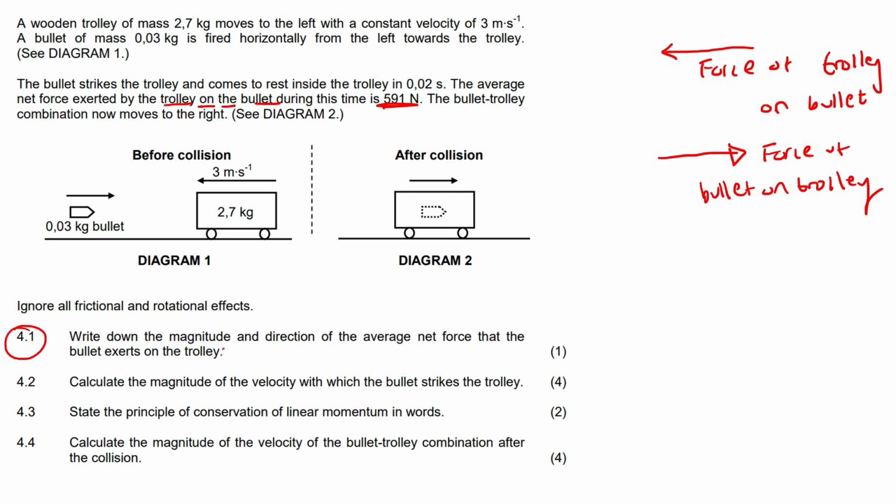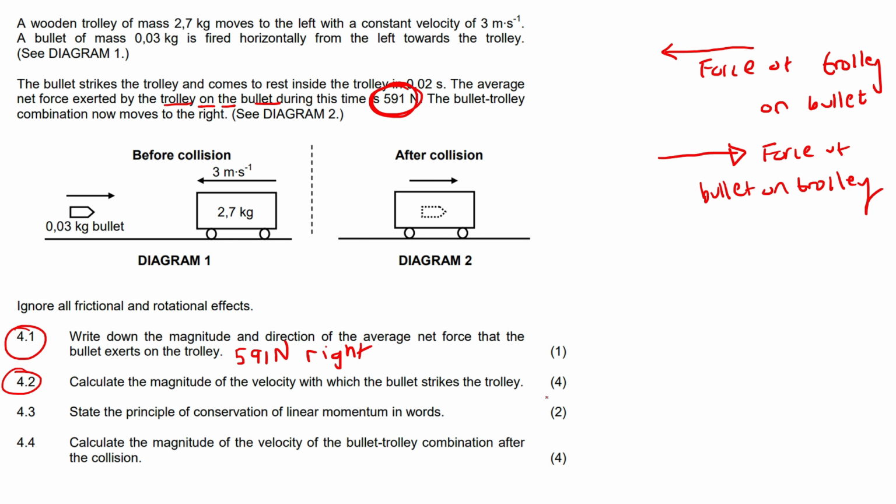So it says write down the magnitude of the force exerted by the bullet on the trolley. So we know that according to Newton's third law, the force is going to be exactly the same. So we're going to keep it as 591. But now instead of saying to the left, we're going to say to the right, because it's this one over here. Calculate the magnitude of the velocity with which the bullet strikes the trolley.